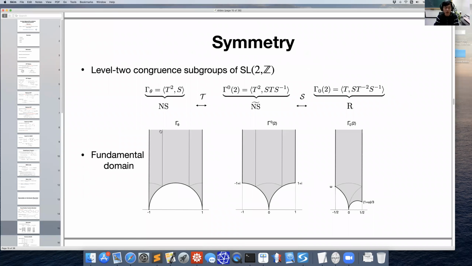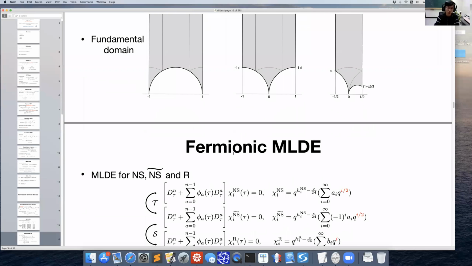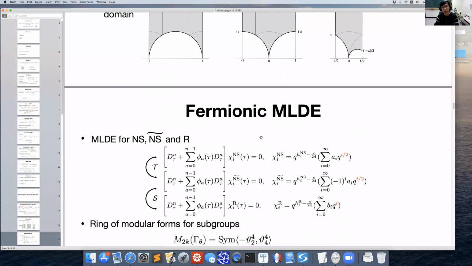As a remark, notice that now we have another cusp. We still have a cusp at i infinity, but we also have another cusp on the real axis for one of them. And you see that for the NS and NS tilde sectors, T squared, but not T, is a generator, while for the R sector, T is a generator. So there are some important observations. And now let's repeat the whole story and try to write down the fermionic MLDE.